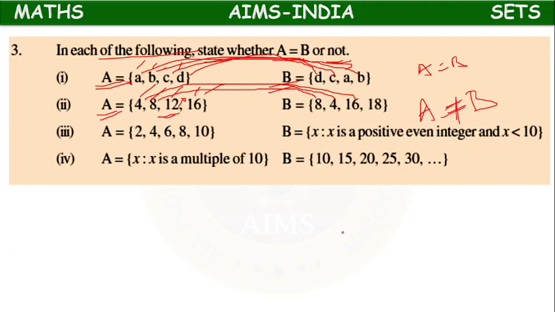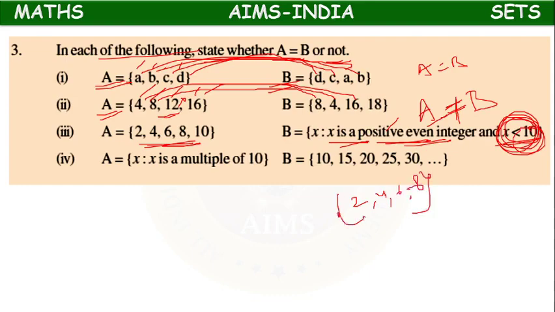They are not equal. Next, 2, 4, 6, 8, 10. X is a positive even integer, X less than 10 is given. Positive even integers less than 10 means we will get only 2, 4, 6, 8. Less than 10 means 10 we won't take. But here in A, 2, 4, 6, 8, 10 is there. In A we have 10, but in B there is no 10. So these are not equal.